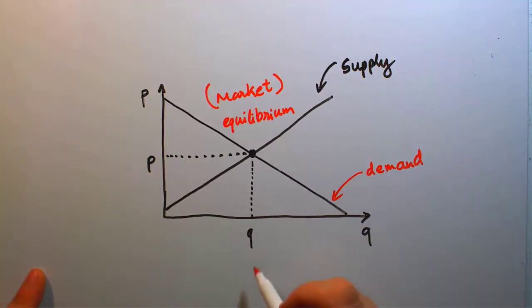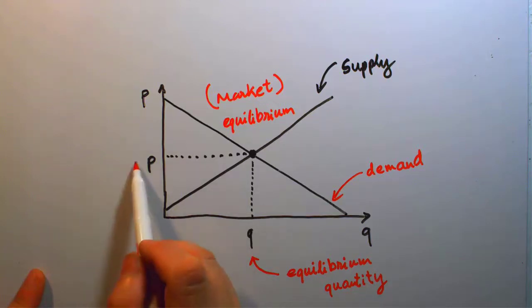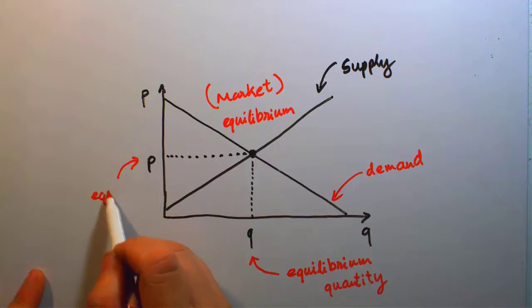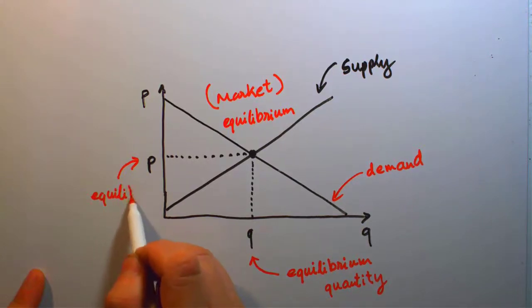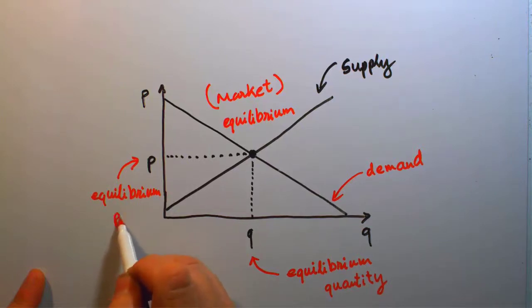And so of course this quantity Q here is the specific quantity that we call the equilibrium quantity, and this price here is called the equilibrium price.